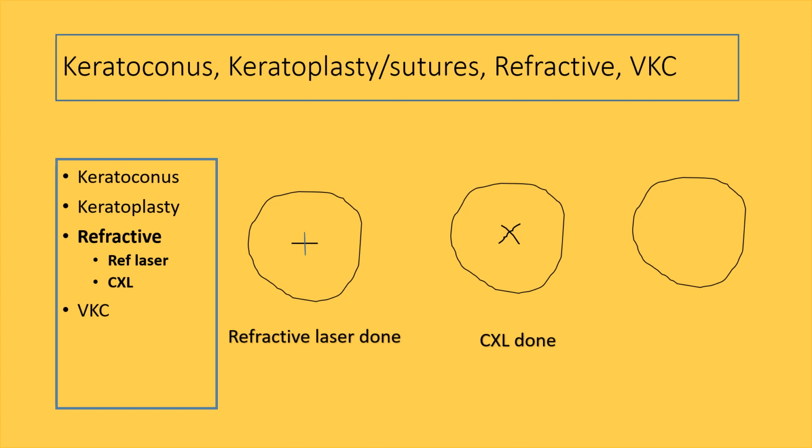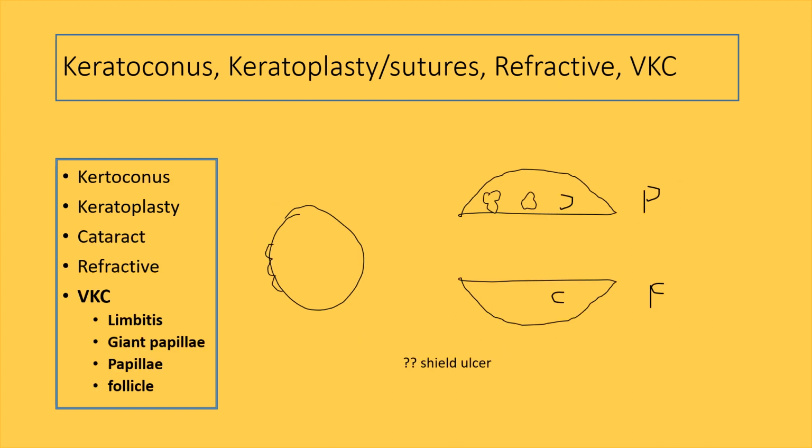Then a very interesting slide about the refractive surgery. If you have done the refractive laser surgery, just draw a plus sign, and if you have done the CXL, you just draw a cross in the center. That means the CXL has been done. Then is the VKC. This one is for the limbitis, and these flower-like structures are for the giant papillae. This is for the papillae, and this is for the follicle.